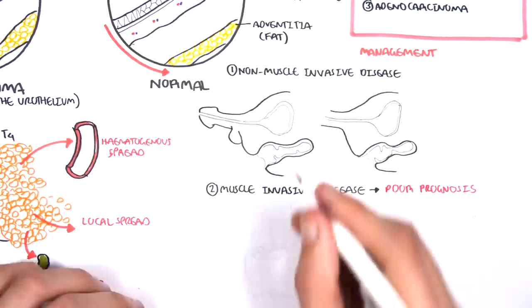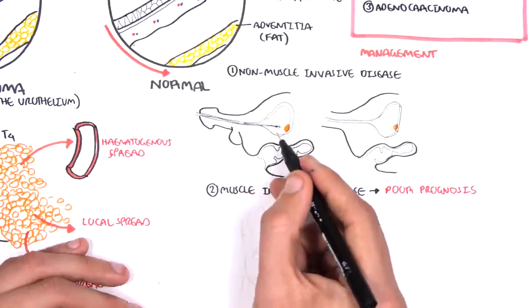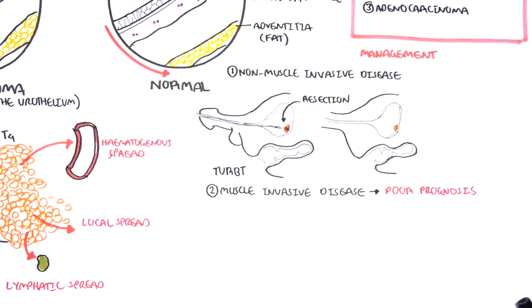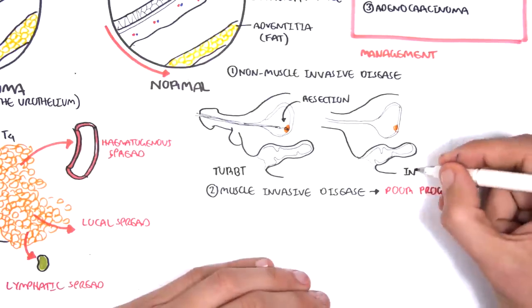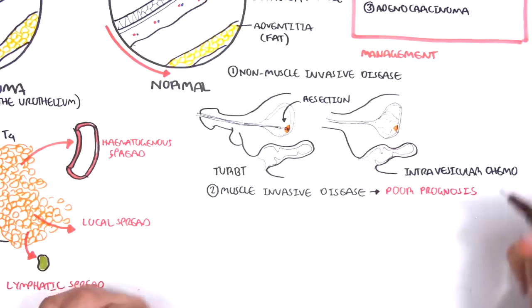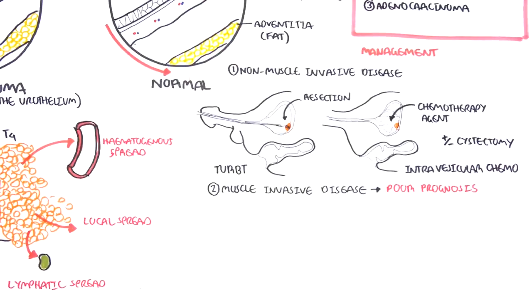In non-muscle invasive disease, treatment options include TURBT, where you resect the tumor essentially. Or there is a method called intravesicular chemotherapy, where the chemotherapy agent in liquid form is injected into the bladder and acts locally there. Finally, there is cystectomy, which is removal of the bladder. This, of course, means that the ureter, which brings urine down to the bladder, has to be reconnected somewhere so that urine can go out somewhere else.